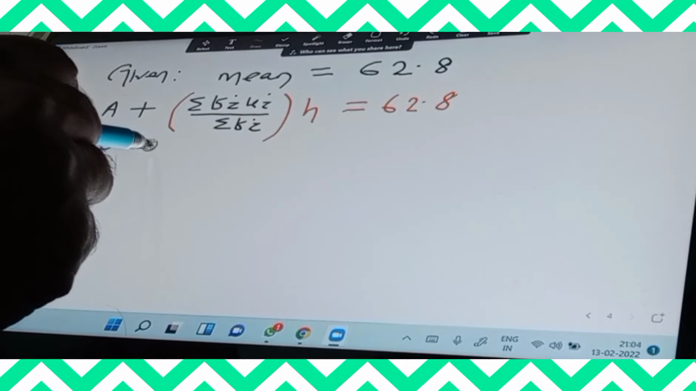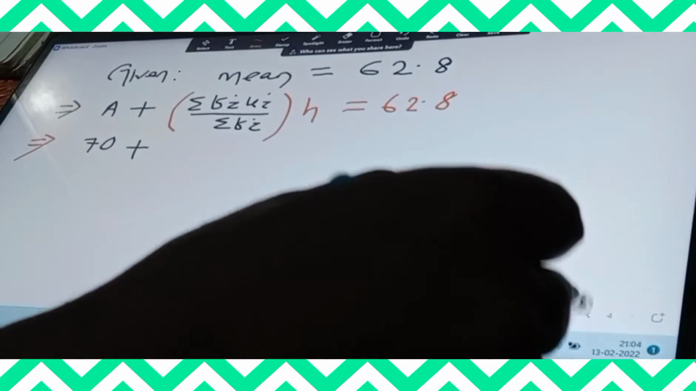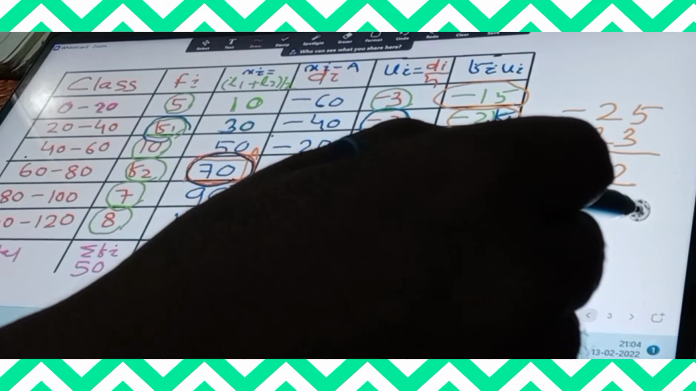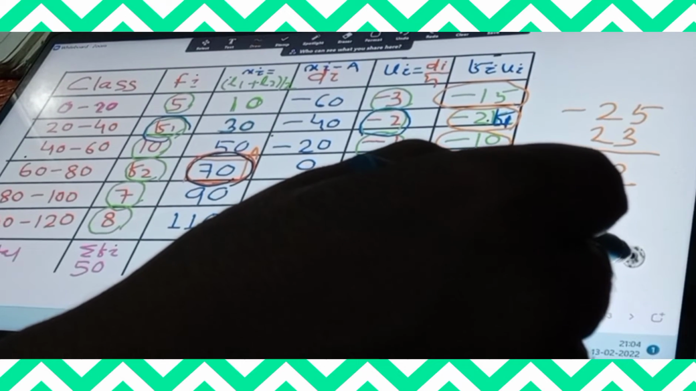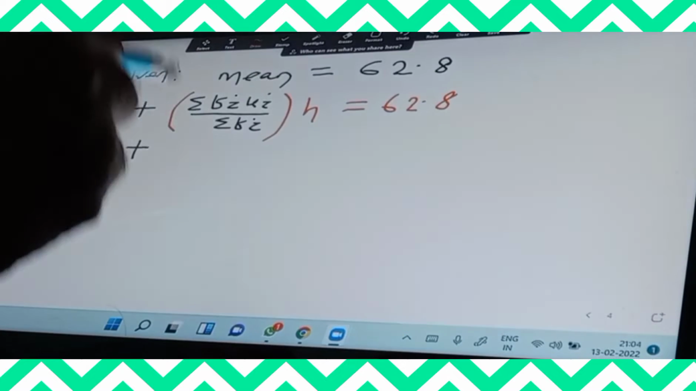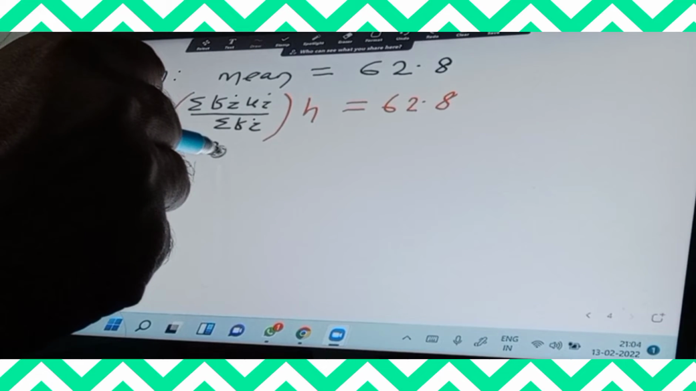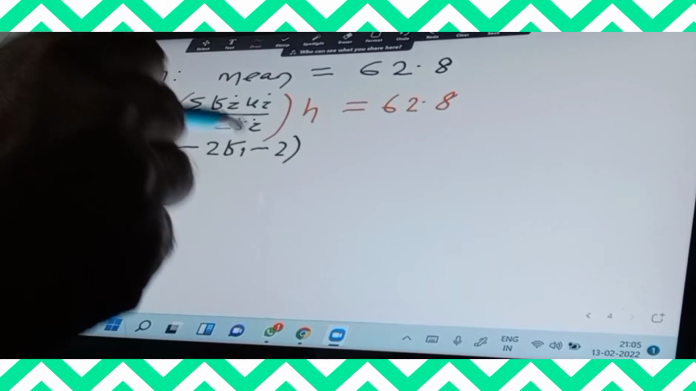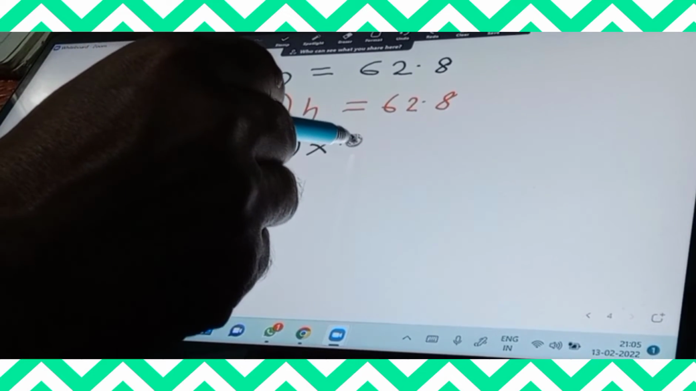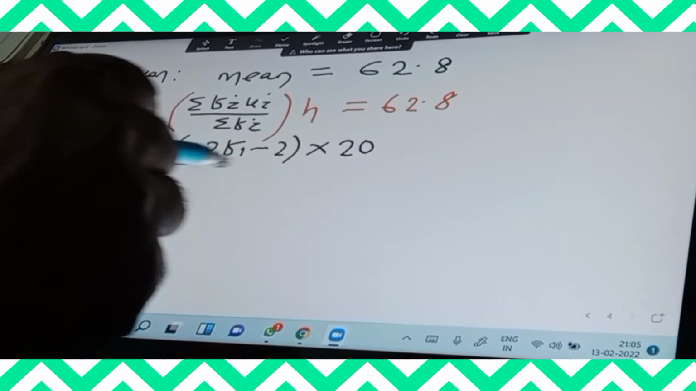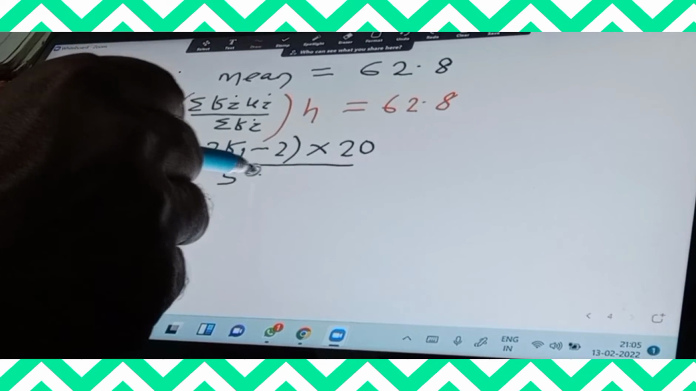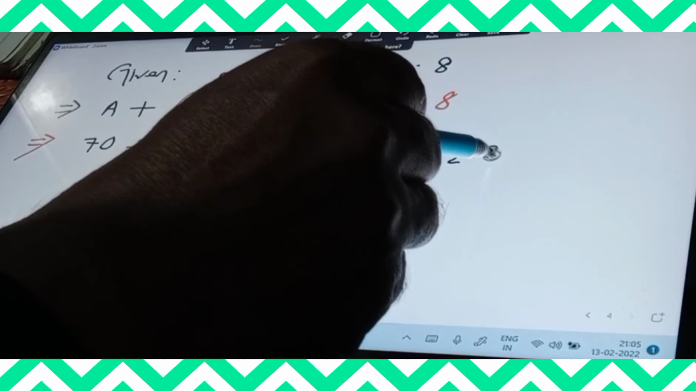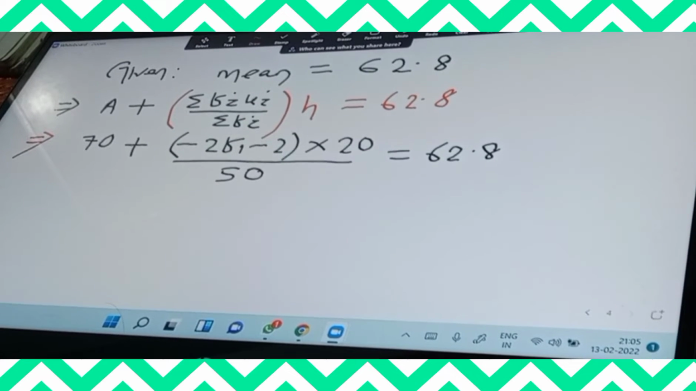Plus summation of fi ui, which you already know is minus 2 f1 minus 2, minus 2 f1 minus 2, into class size. The class size is already 20, and divided by summation of fi, which is 50 given, which is 62.8. Is it clear?